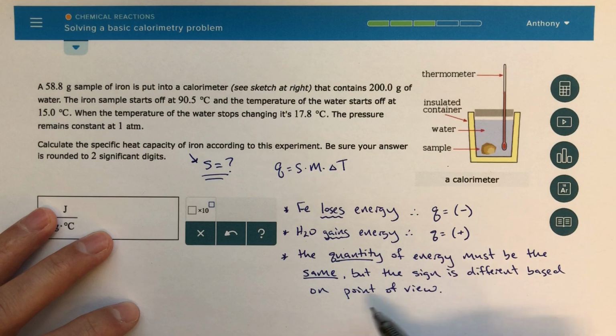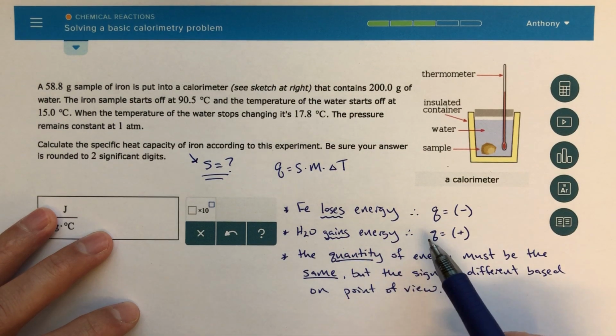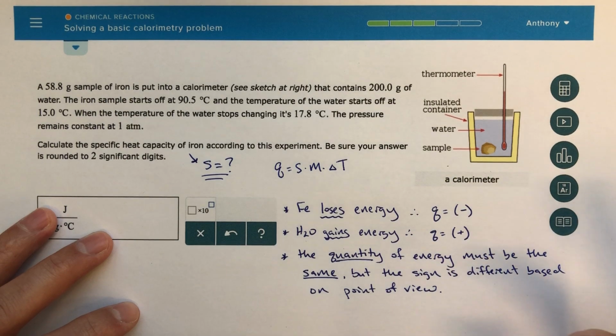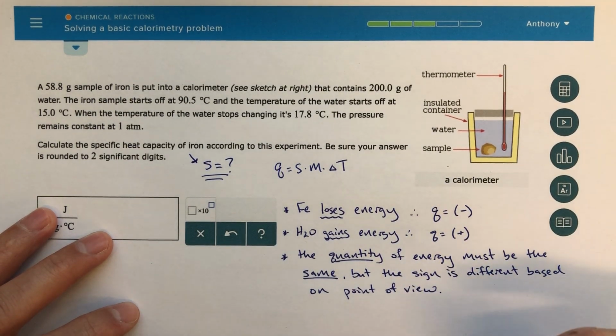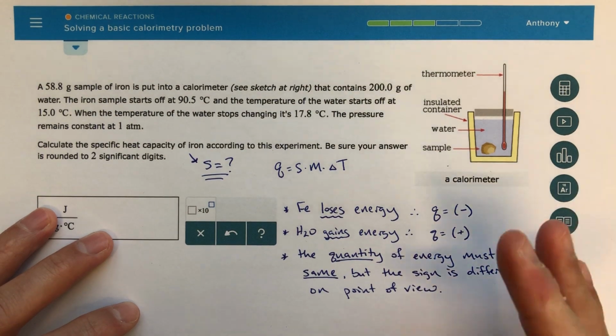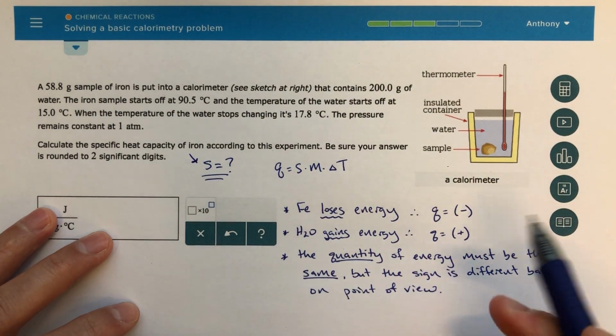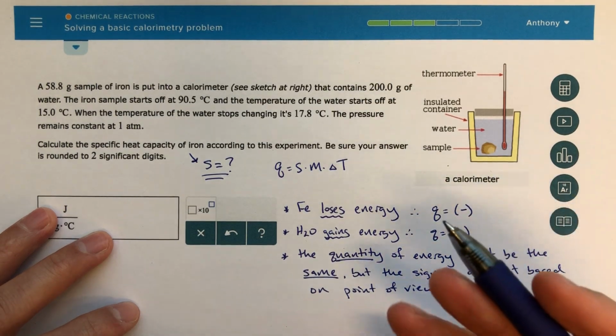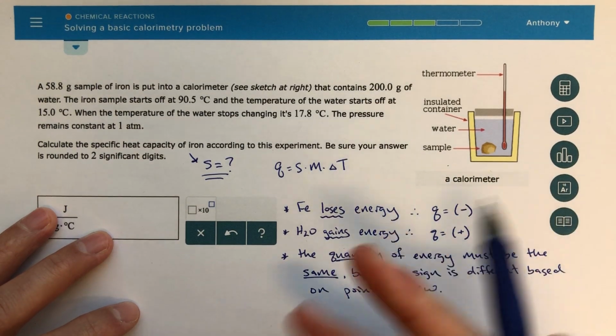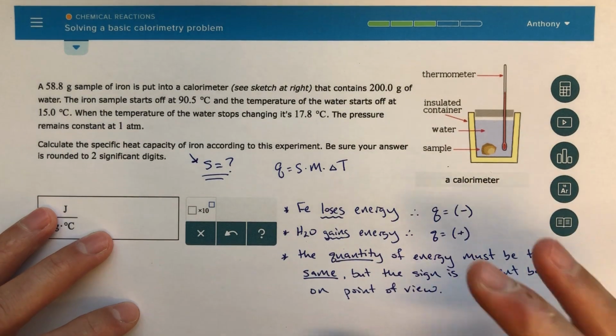And then this is really the key here. The quantity of energy, the Q value, should be the same. But the sign is going to be different depending on the point of view. I think students get really confused with the whole sign thing. This really breaks it down the proper way for us to consider it and to think about it. But I'll talk about some shortcuts or ways that we can get around it.